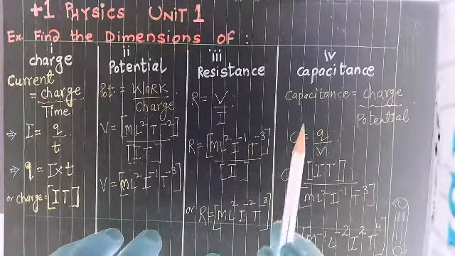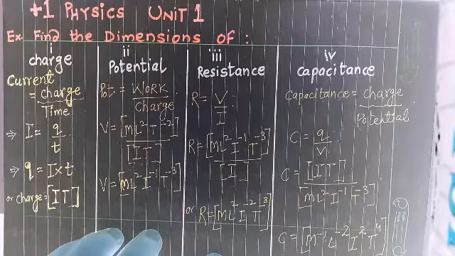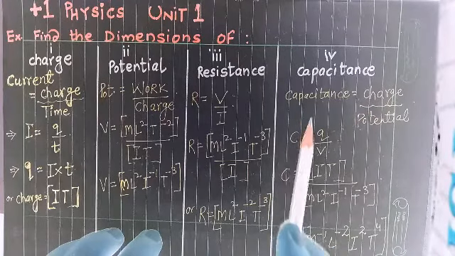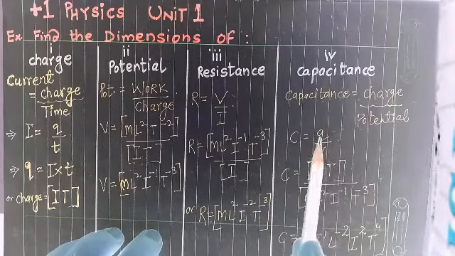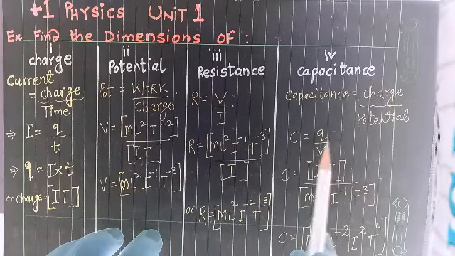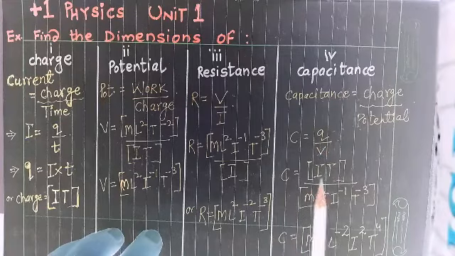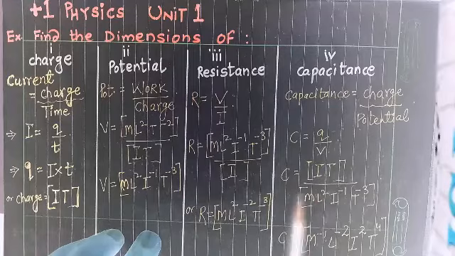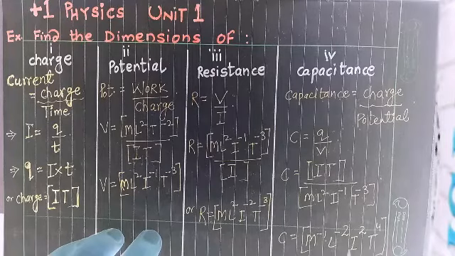Capacitance. It is the capacity of a condenser to hold charge, which is given by charge upon potential. Now capacitance is denoted by C, charge by Q, potential by V, or C is equal to Q upon V. C is equal to the charge we have calculated over here, I into T, upon V, which we have calculated over here. So the dimensions of C come out to be M minus 1 L minus 2 I square T plus 4.